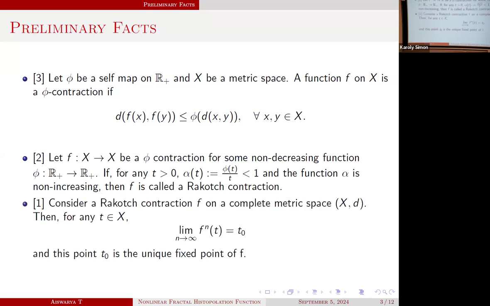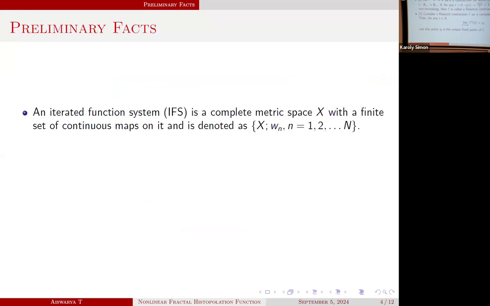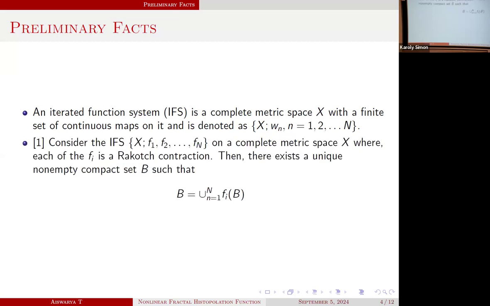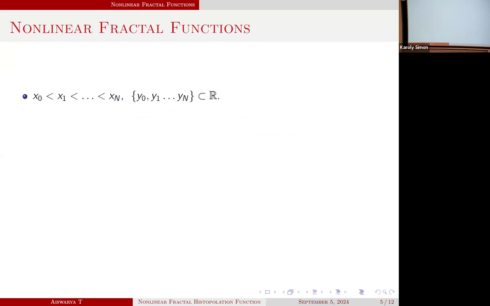So in any complete metric space, every Rakotch contraction has a unique fixed point. Now we all know what an iterated function system is. It is a complete metric space with a finite set of continuous maps. And if we have an IFS consisting of Rakotch contractions, then it has an attractor. This is unique. And now we are moving on to the construction.